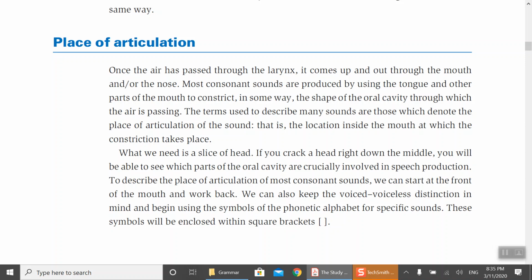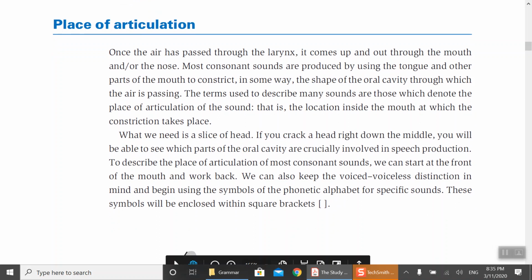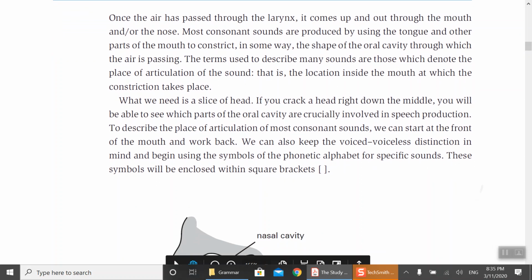Most consonant sounds are produced by using the tongue and other parts of the mouth to constrict in some way the shape of the oral cavity through which the air is passing. The terms used to describe many sounds are those which denote the place of articulation of the sound, thus the location inside the mouth at which the constriction takes place. What we need is a slice of head.